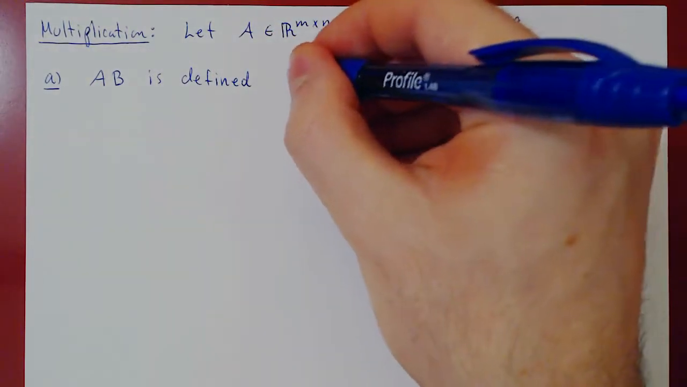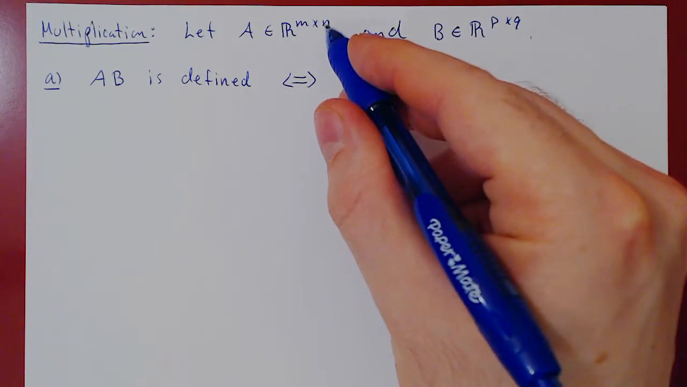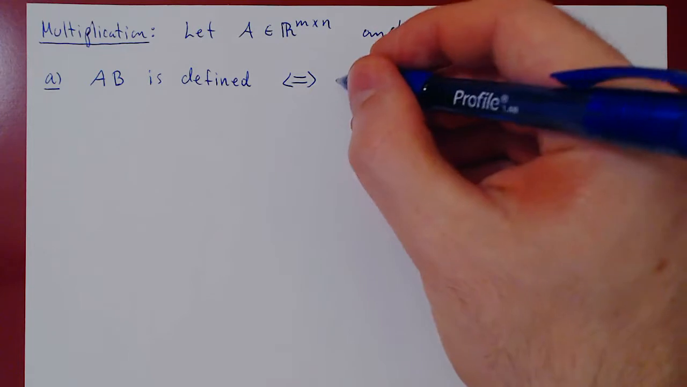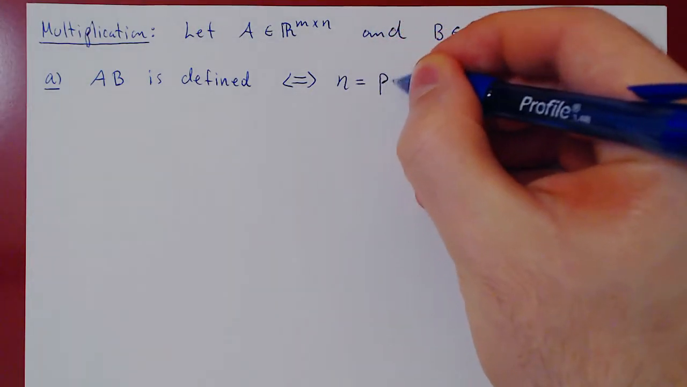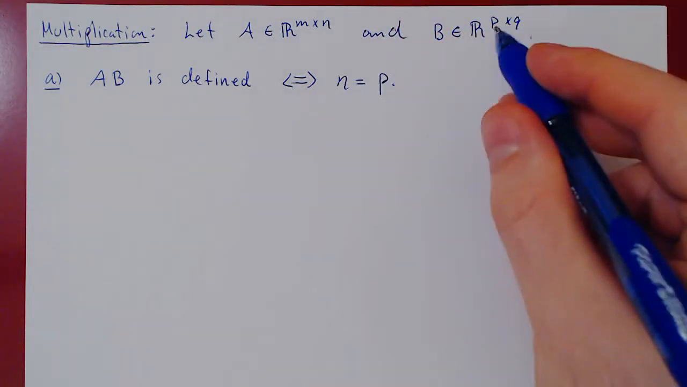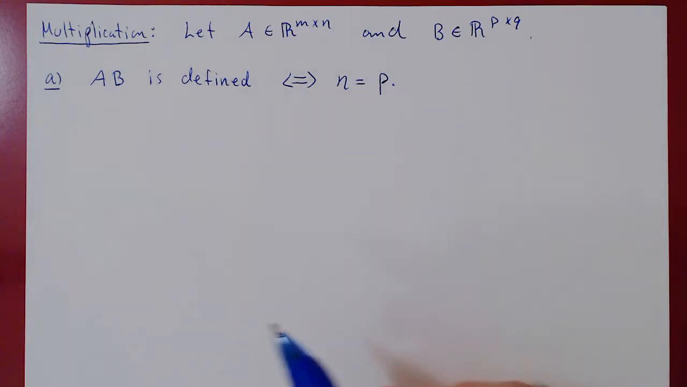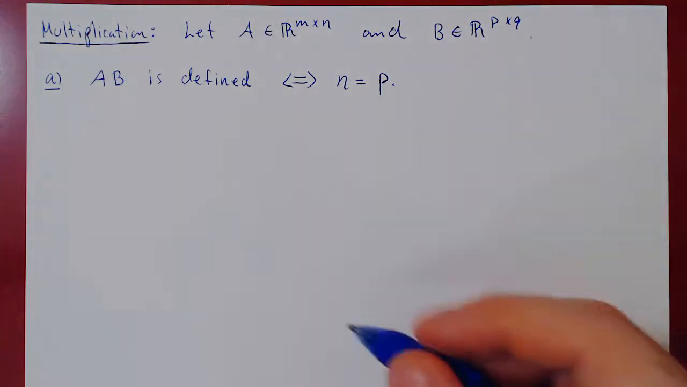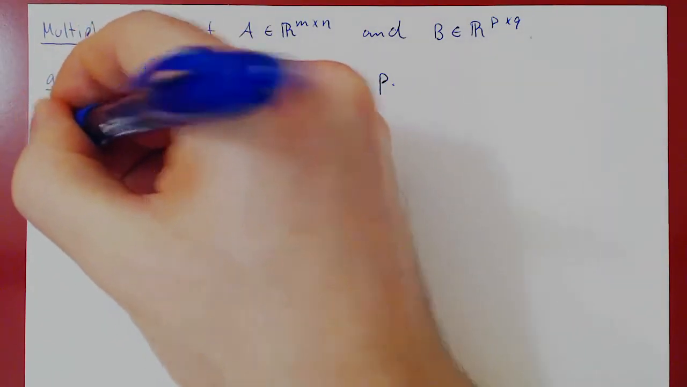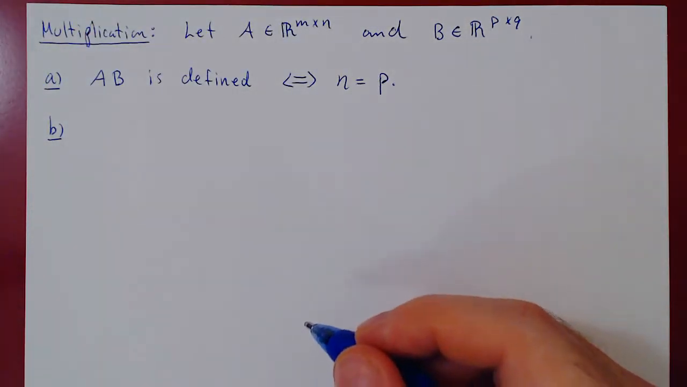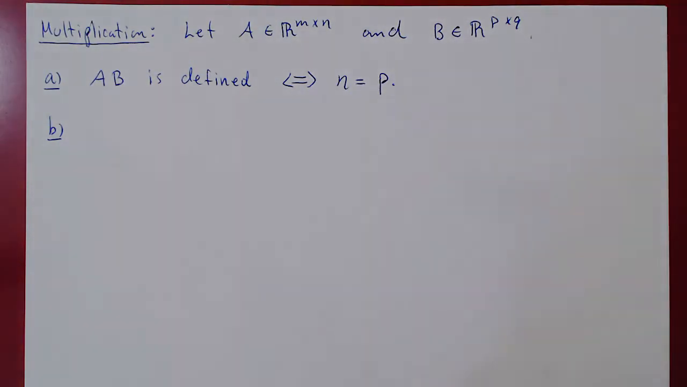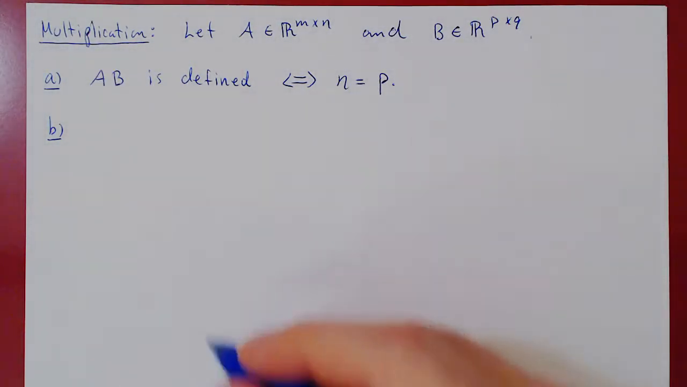if and only if the number of columns of A equals the number of rows of B. So if n does not equal p, A times B does not exist. But if n equals p, then A times B is defined. Now part B, the question is, if n equals p, what is the size of AB first, and then how do we compute its entries?